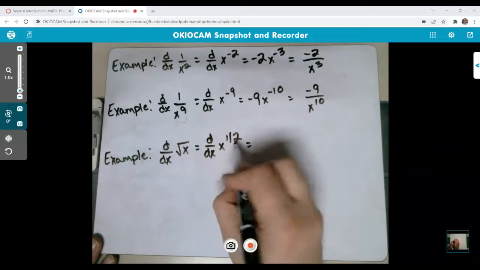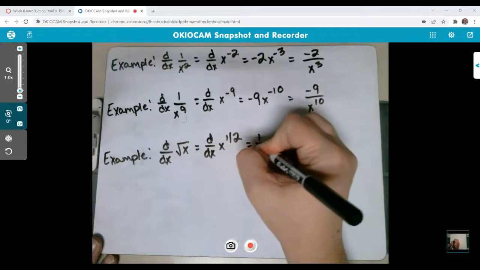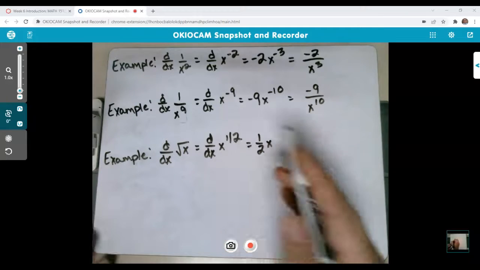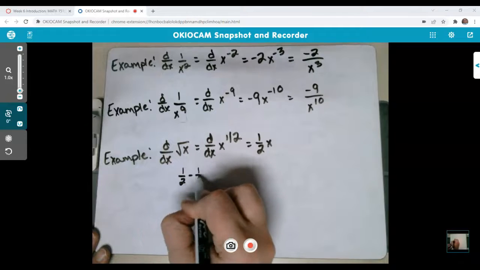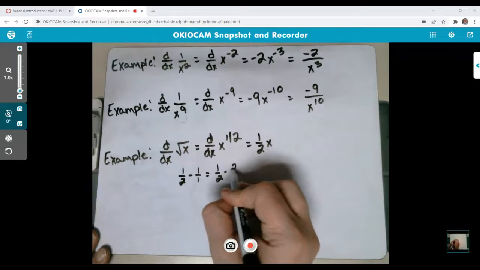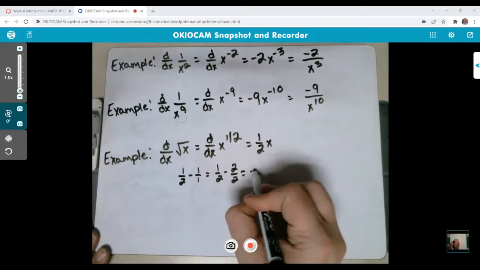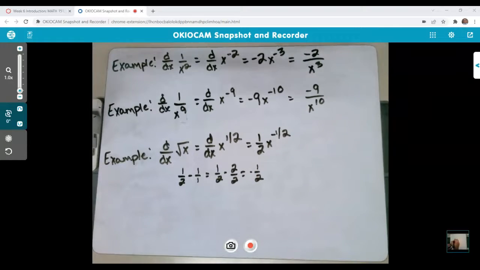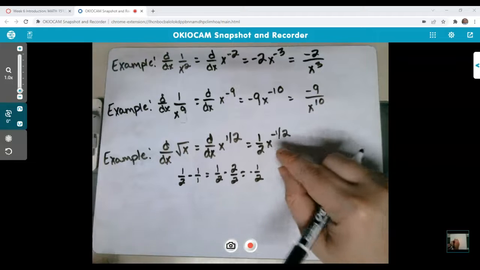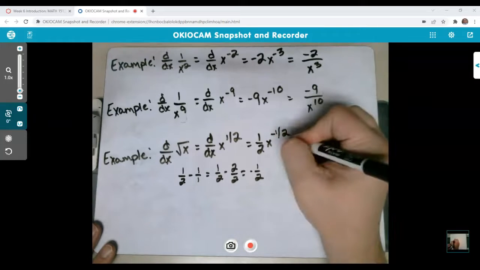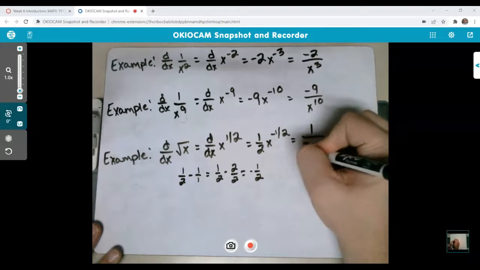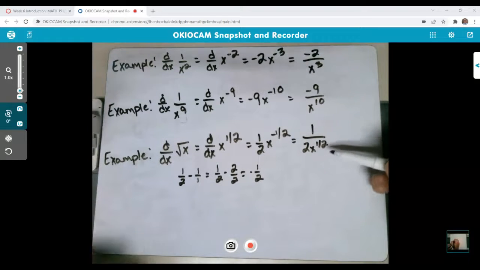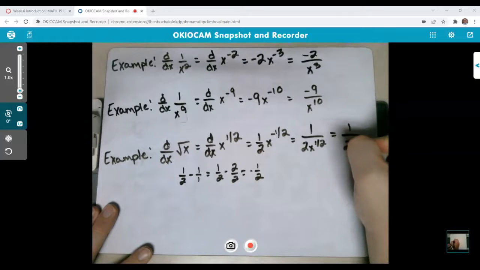Remember the power rule? Bring my power down to the front, so that's 1/2 times x to the power of 1 less of 1/2. So I've got to do 1/2 minus 1. It's like saying 1/2 minus 2 over 2. 1 minus 2 is negative 1. So the power is now negative 1 over 2. I could stop right there, and that's okay. But remember, negative 1 over 2 means I can bring it to the denominator. So 1 over 2, x to the 1/2. And x to the 1/2 is like saying the square root of x. So I could write that as 1 over 2 square roots of x.